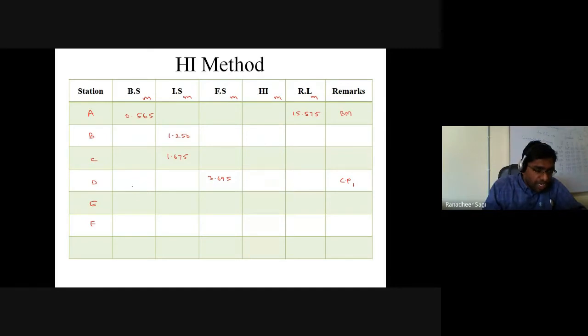The 5th reading is immediately taken at the same point D after shifting the instrument, which is going to be written under your backsight at point D position: 0.195. And the 6th reading is going to be listed under your intermediate sight, because after the 7th reading there is a shift in instrument. So the 6th reading is the intermediate sight reading, and the 7th reading comes under your foresight reading. 1, 2, 3, 4, 5, 6. Yeah, the 7th is 0.500.